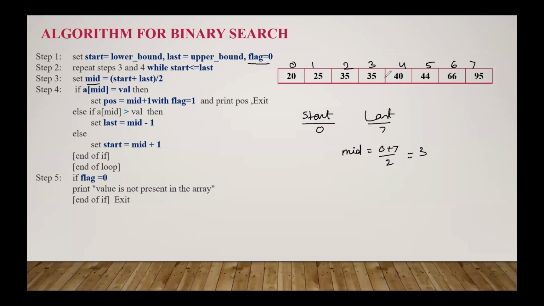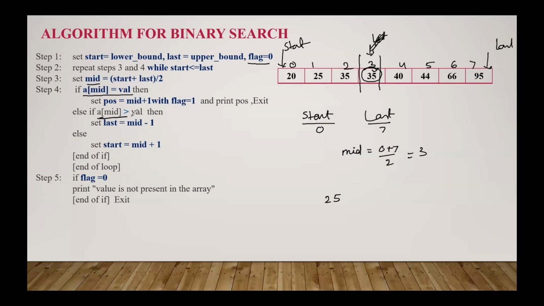3 means this index is what we have to consider right now. So this is our last. Before making it last, we have to compare the value. So here what happened? If the mid value is equal to the value, we compare. For example, I enter the value 25. This is our start right now, this is our last. Now we have to compare with this index, 35. So it is not equal.